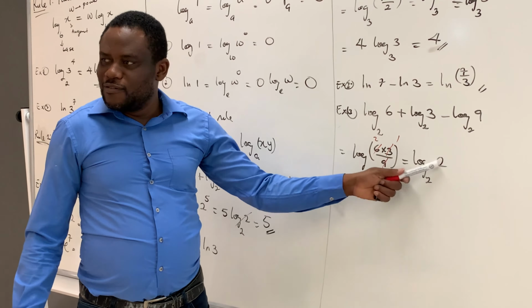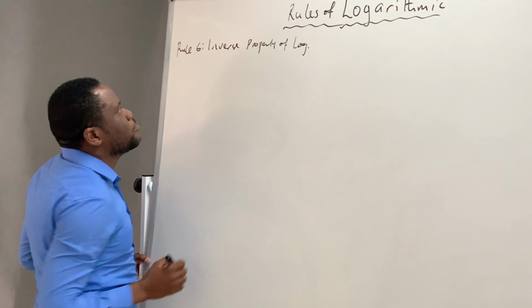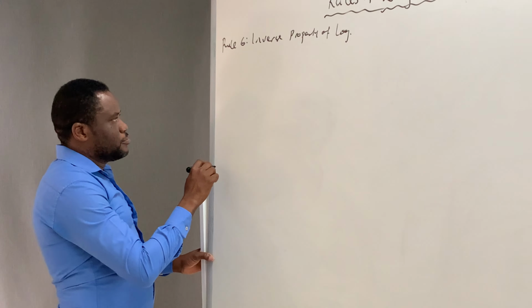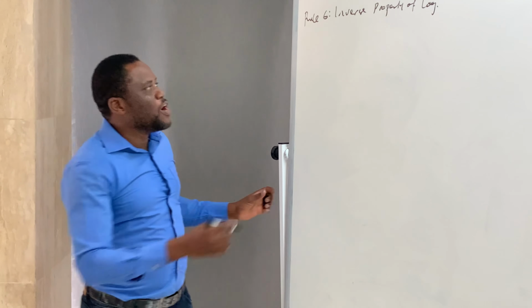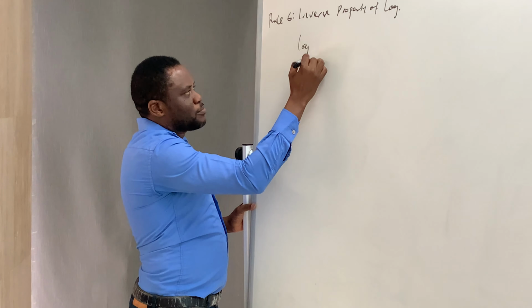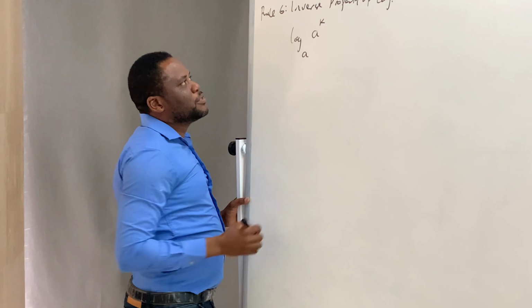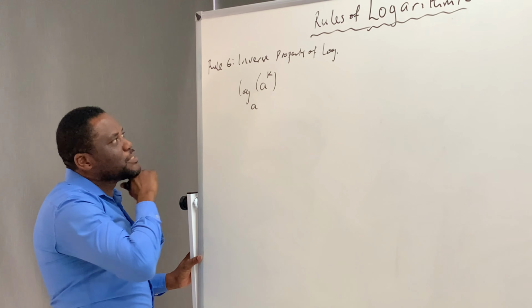Are we together? Let's move to the 6th rule. The 6th rule, I call it the inverse property of log, and I will combine it with the inverse property of the exponent. Let me explain this one first. If you have log, let's say base a, of a power. Indirectly, we have explained this rule before, but we want to combine it.